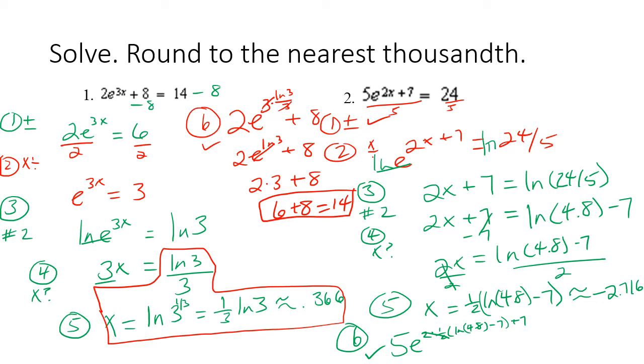The natural log is going to eliminate, and we're going to be left with 5, and your 7s are going to cancel each other out. We're going to be left with 5 times 4 and 8/10, and what does that give me? It gives me 24. Yes, that's nice. Okay, disregard the nonsense that I tried in the very beginning.